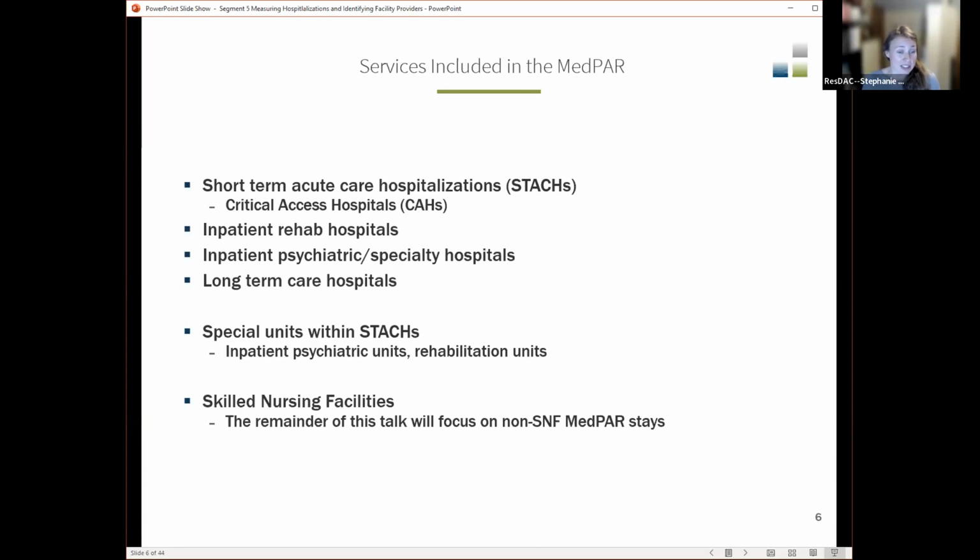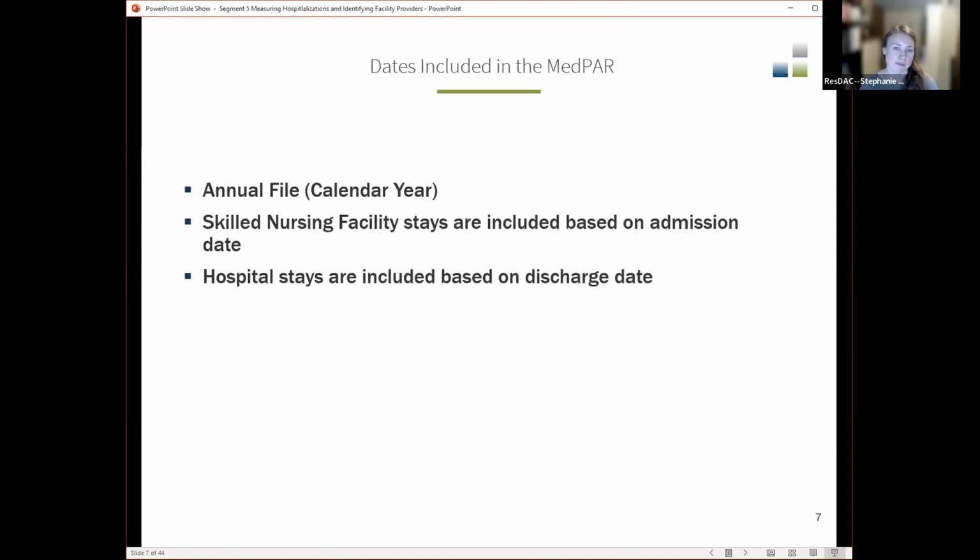Now, the MedPAR actually does also include skilled nursing facilities. We're really focusing on hospitalizations here, so non-skilled nursing facility MedPAR stays, but just be aware that if you were to request the MedPAR, you would be getting both skilled nursing and inpatient data. And the MedPAR is meant for rulemaking. It's a policy-related file. CMS for a long time now has been creating this based on what they receive from providers in order to help with the rulemaking process. So that's one thing to keep in mind as what the MedPAR is.